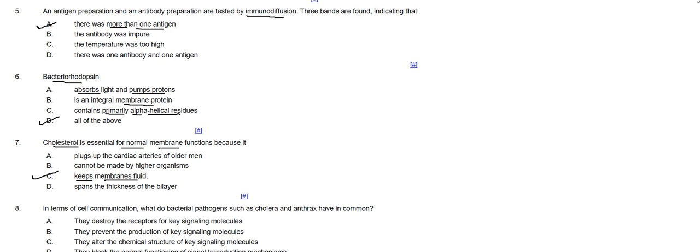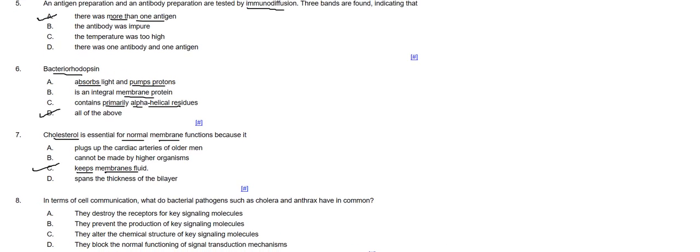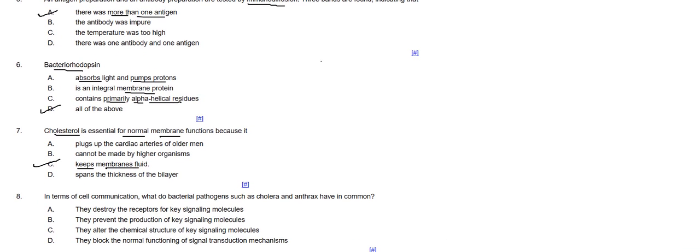In terms of cell communication, what do bacterial pathogens such as cholera and anthrax have in common? Both of them can block the normal functioning of the signal transduction process. Okay, both cholera and anthrax have the capability to block the normal functioning of the signal transduction mechanism.